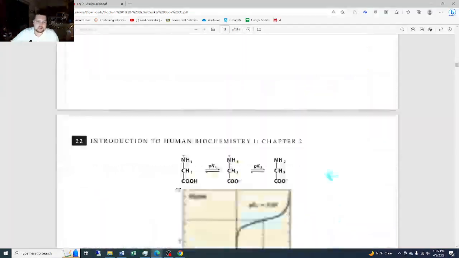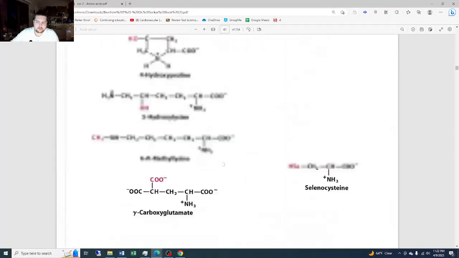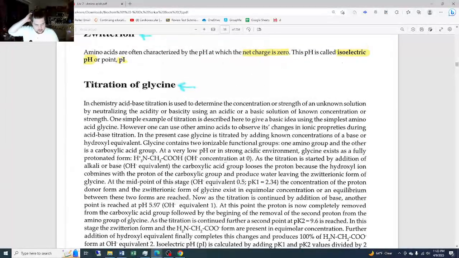Titration of glycine. Let me see how much we got left. We got a little bit left, okay. So in chemistry, acid-base titration is used to determine the concentration or strength of an unknown solution. So we have an unknown solution. We're thinking, okay, is it acidic or is it basic? Let's find out, by neutralizing the acidity or basicity using an acidic or basic solution of known concentration or strength.